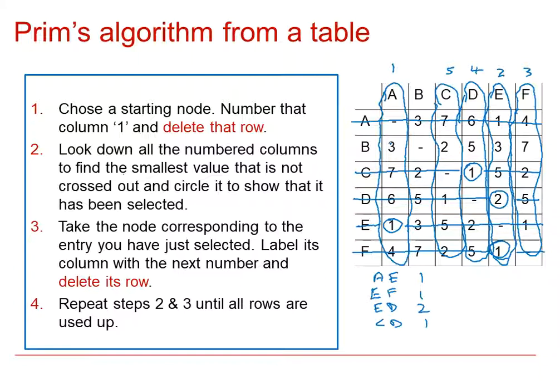So now I look at column A, C, D, E, F, looking for the next shortest edge to use, and it's this 2 here. So that's B to C, 2 units. B is now connected to the solution, so I can cross out row B, and it's the 6th node to be connected. And I can stop now because I've repeated steps 2 and 3 until all the rows have been used and crossed out. So I can stop there, and my minimum spanning tree total is 7 units.